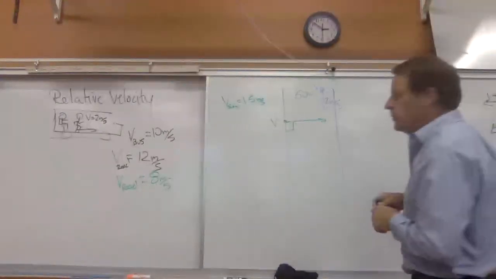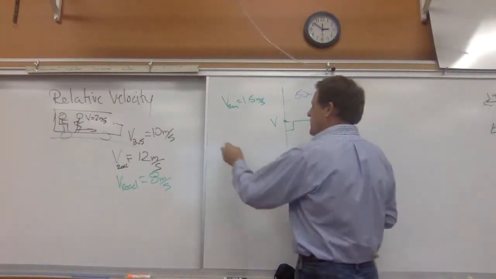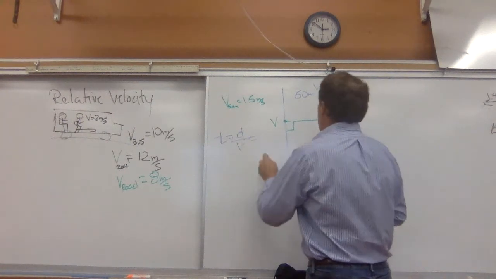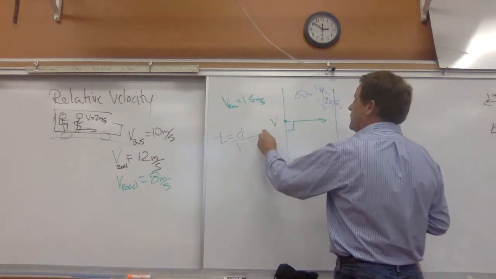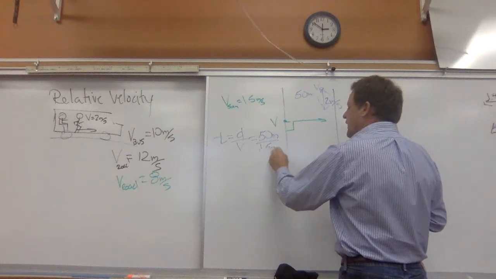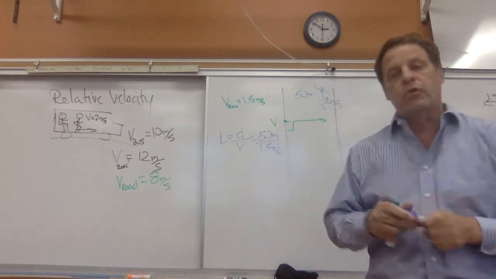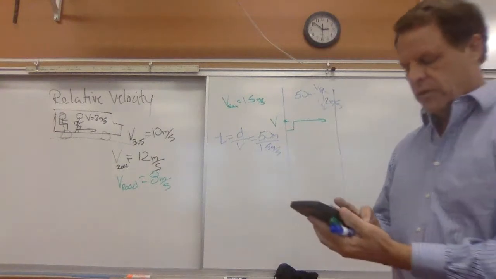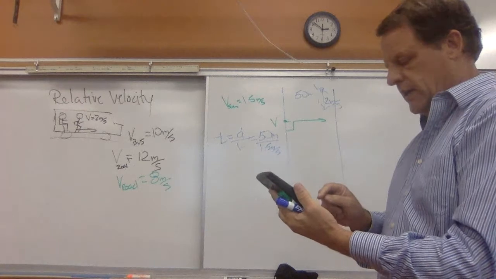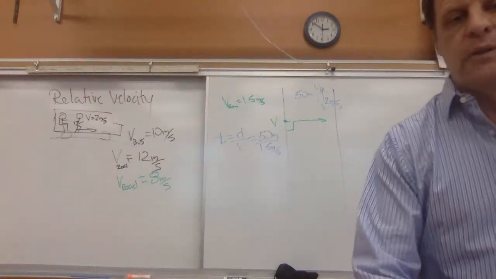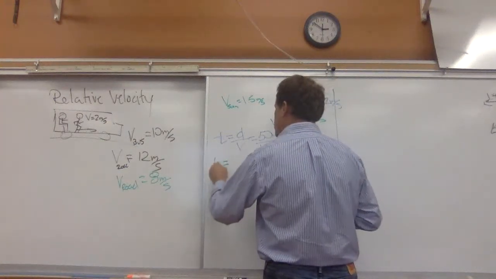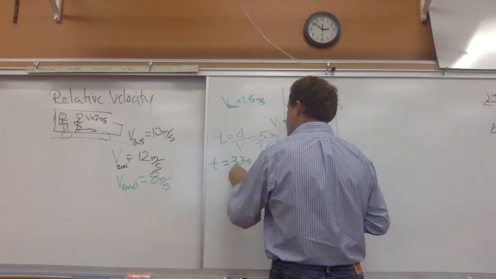This is a very simple equation: time is equal to distance divided by velocity. Our distance is 50 meters, and our velocity is 1.5 meters per second. So 50 divided by 1.5 is going to be 33 seconds. Our time here is equal to 33 seconds.